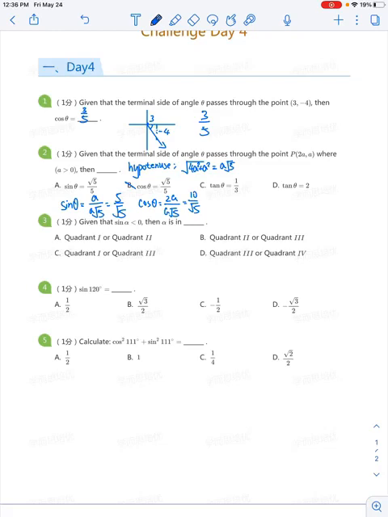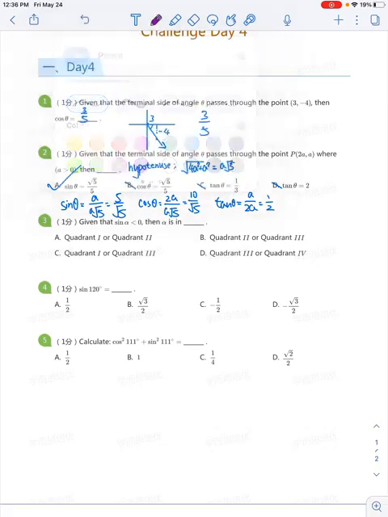And then the tangent value will just be the opposite over the adjacent, so it should be a over 2a, which equals 1/2. You can see here none of them satisfy our requirements, so we only have the answer choice A to be correct.